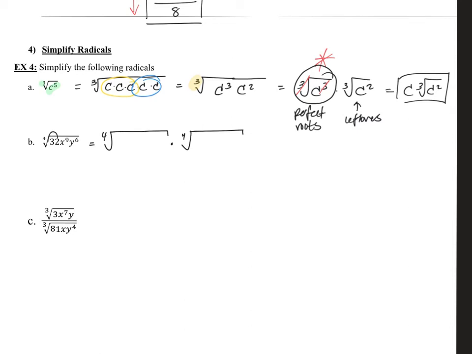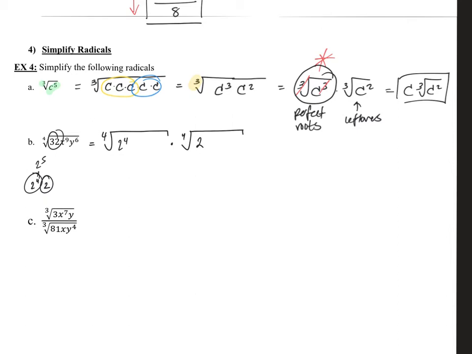Let's take a look at 32. Is that a perfect 4th root? Well, from what we've been doing previously, we know that 32 is 2 to the 5th power. So it's not a perfect 4th root, but it can be written as 2 to the 4th times 2. So we'll go ahead and write this in the perfect box, and the leftover 2 in the leftover box.